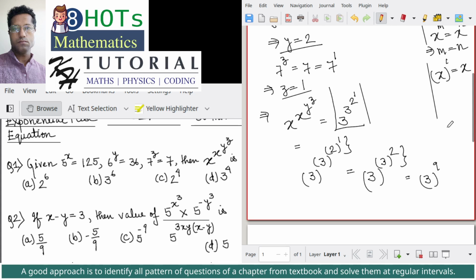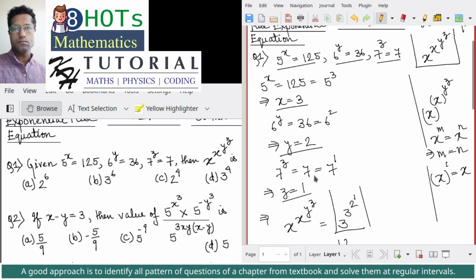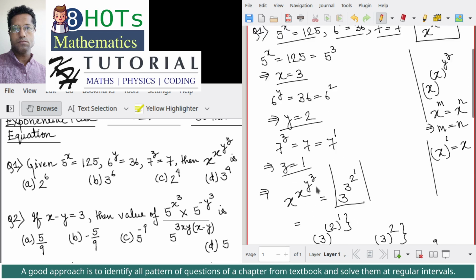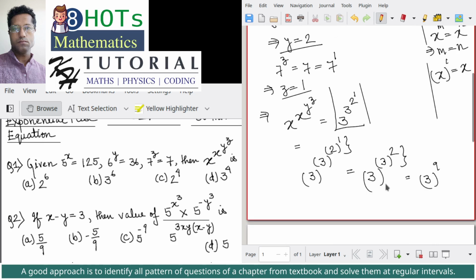Anyway, I will quickly check whether I have done any calculation mistake or not. So x is definitely 3, because 125 is 5 cube, and y is 2, and z is 1. So it becomes x to the power y to the power z, that is 3 to the power 2 to the power 1, which is 3 to the power 2, and 3 square is 9. So I think my answer is correct, 3 to the power 9.